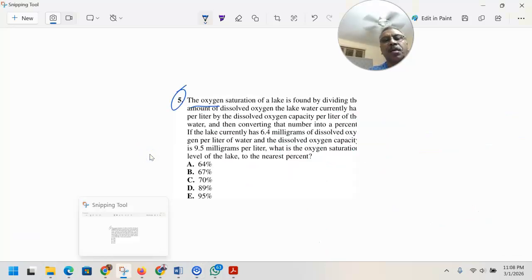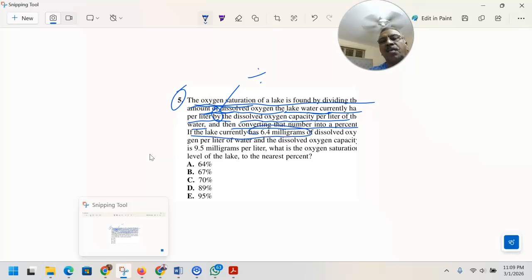Question number 5. Now, this is about oxygen saturation of a lake, which is found by dividing the amount of dissolved oxygen the lake water currently has per liter by the dissolved oxygen capacity per liter of the water, and then converting it into percent. If the lake currently has 6.4 milligrams of dissolved oxygen per liter, 6.4 milligrams.